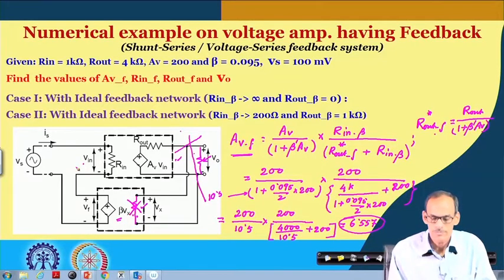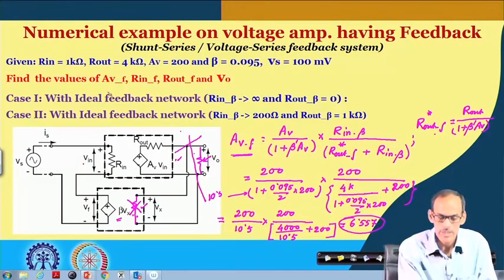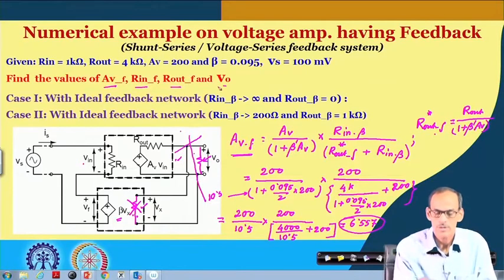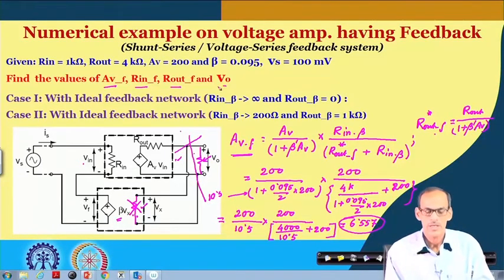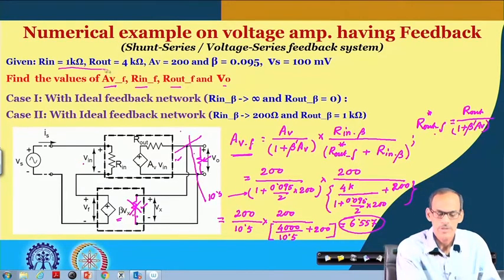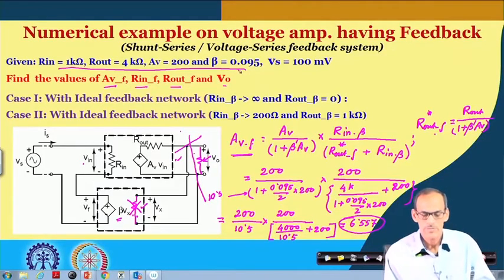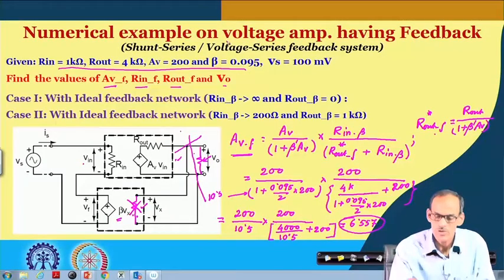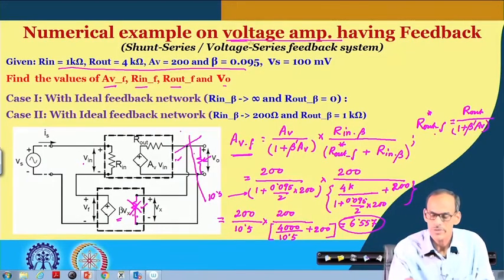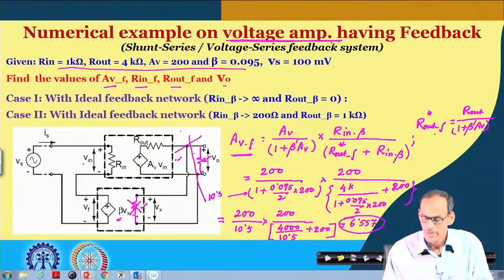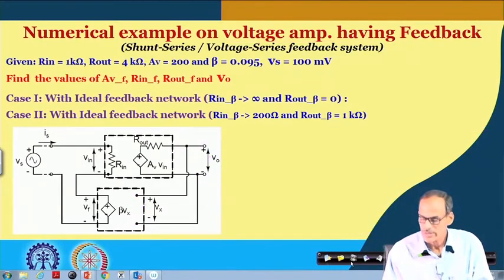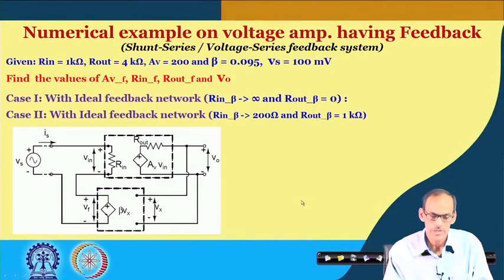So, that is how we can get the voltage gain, input resistance, output resistance and output voltage in terms of whatever the forward amplifier parameters and feedback network parameters are given to you. Similar kind of exercise you can do for other configurations. Right now it is voltage amplifier, and in the next slide we do have another numerical example.